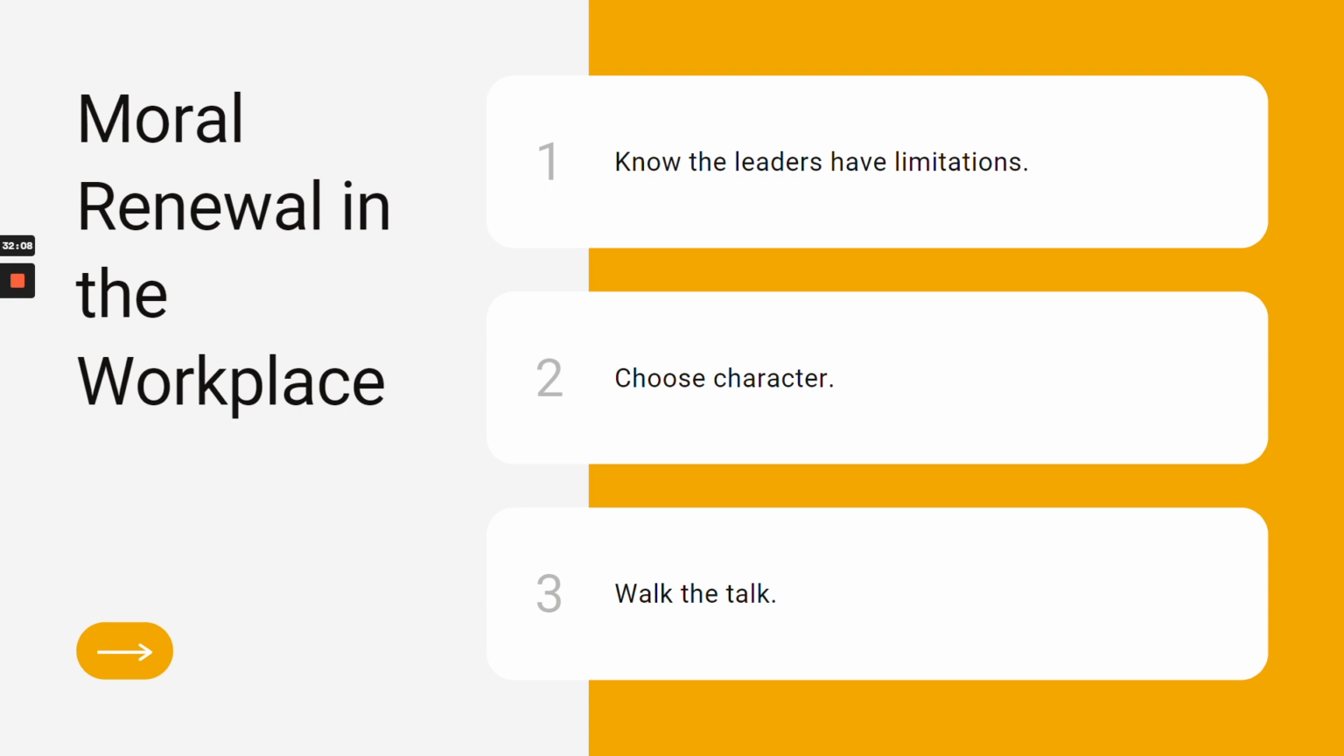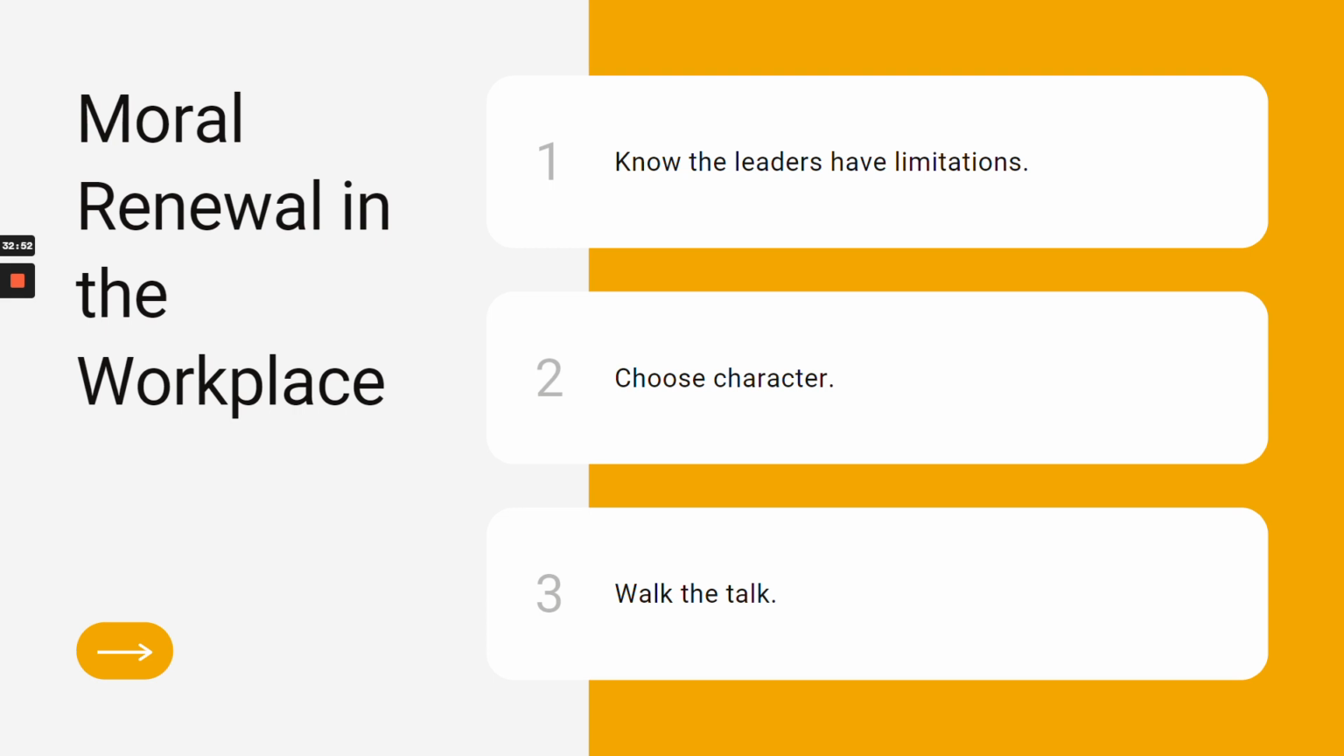Number two, you choose the character. So according to John Maxwell, we have no control over a lot of things in life. We don't get to choose our parents. We don't select the location or circumstances of our birth and upbringing. We don't get to pick our talents and IQ. Yeah, that's right. But we do choose our character. In fact, we create it every time we make choices. So in the workplace, you can create your own character. It's actually up to you.